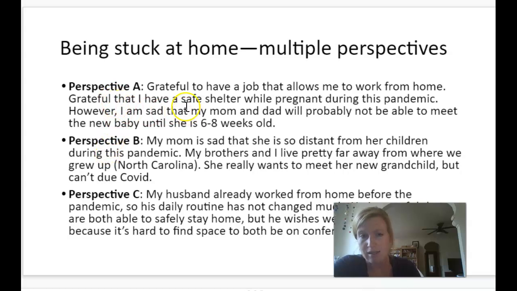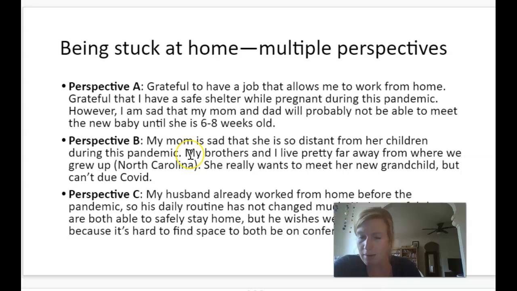So perspective A is me. I am grateful to have a job that allows me to work from home. Not everyone has that same privilege. I'm grateful to have a safe shelter while I'm pregnant during this pandemic. However, I'm also sad that my mom and dad will probably not be able to meet the new baby until she's 6 to 8 weeks old because of COVID regulations. So if you think about it, I have multiple perspectives on this situation, even within just this one person.